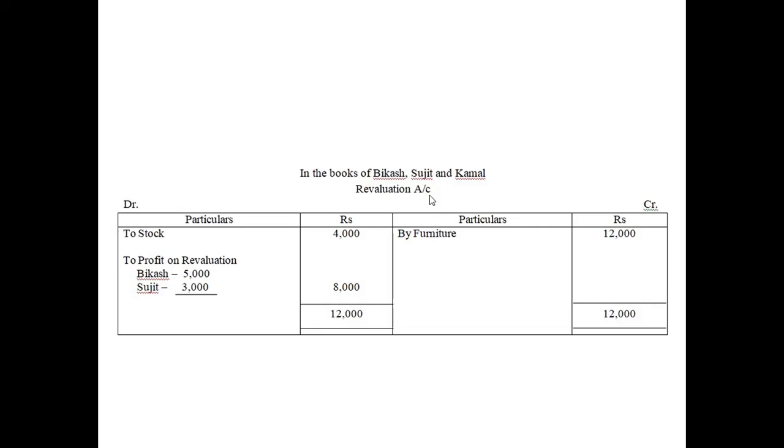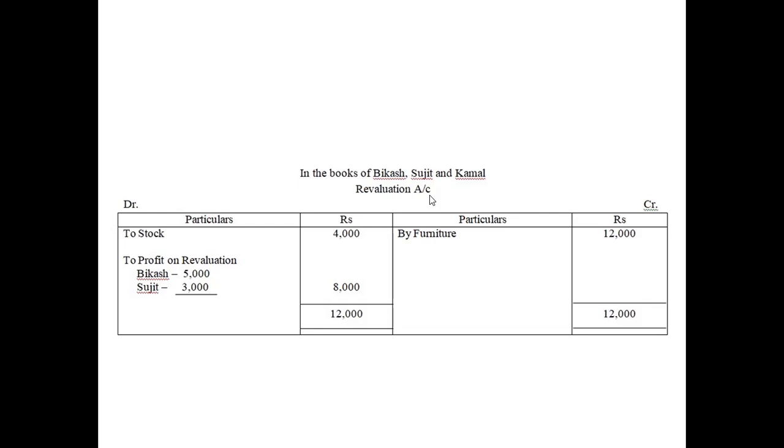And stock will be reduced by 20%. So the amount of stock is 20,000. Its 20% will be how much? 4,000. So there is no other information that will appear in this revaluation account, so we will close it here. The profit will be 8,000, and this 8,000 will be shared between Vikas and Sujit as per their old profit sharing ratio, that is 5 is to 3.